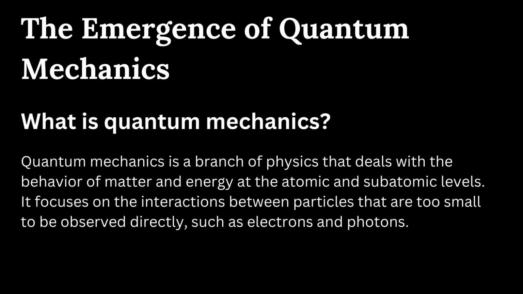The emergence of quantum mechanics. What is quantum mechanics? Quantum mechanics is a branch of physics that deals with the behavior of matter and energy at the atomic and subatomic levels. It focuses on the interactions between particles that are too small to be observed directly, such as electrons and photons.